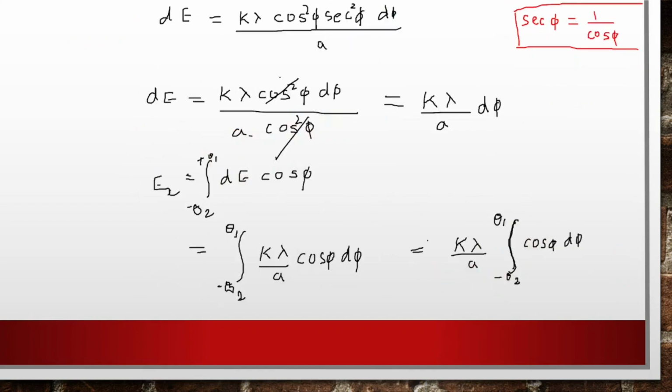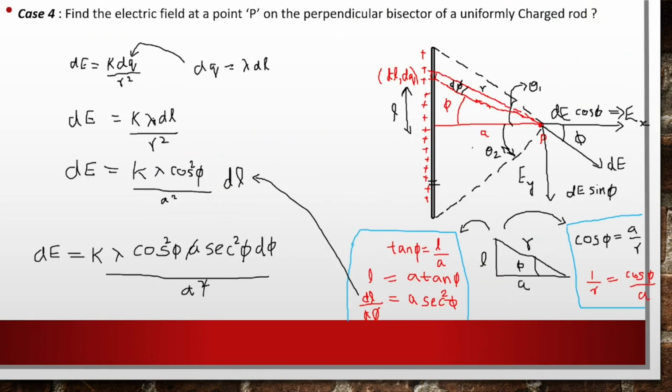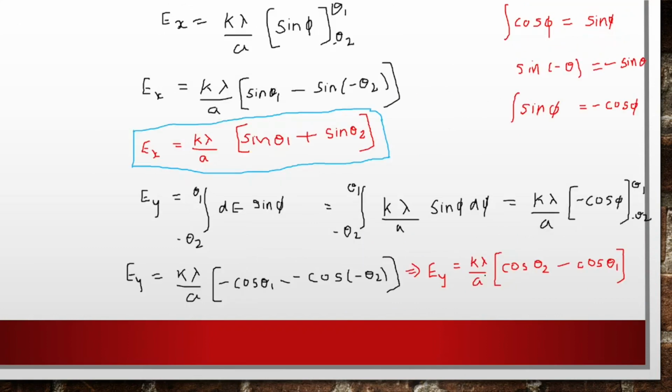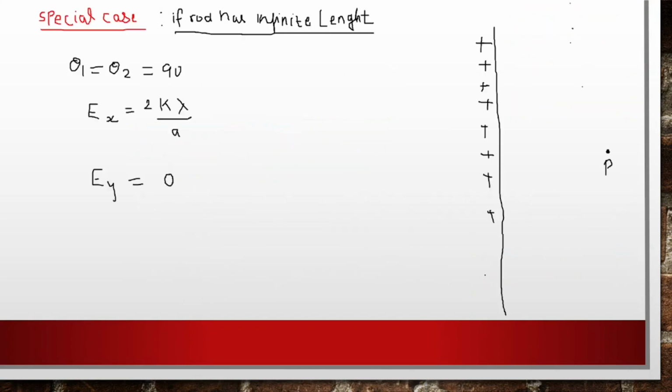I hope you understand this. We just considered a rod and we have drawn two ends and considered a small element. The element is dφ. From this we take components and we found dE. By applying dE we find the Ex component and Ey component. Next, we took the special case in which the rod is infinite. When the rod is infinite, theta 1 and theta 2 become 90 degrees. By applying this, we will get the Ex and Ey.